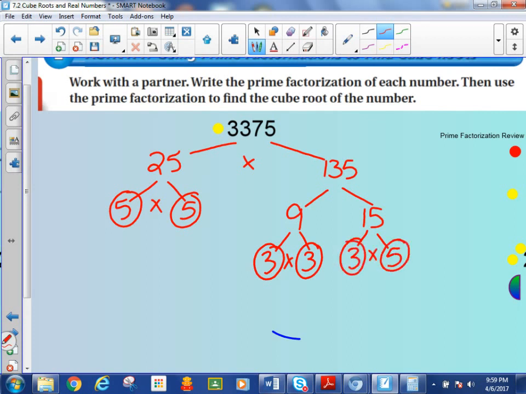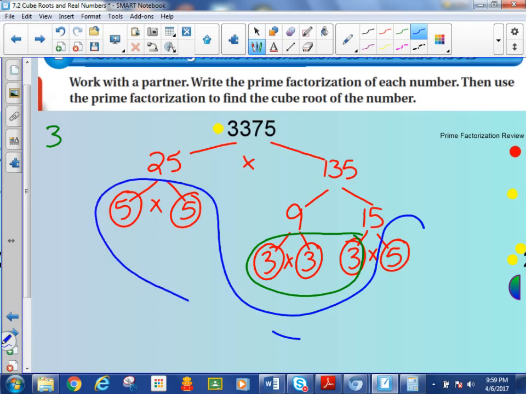All right, now I'm going to find my 3 of a kind. So let's see. Here's a set of 3s. So I get to write that down. I have a set of 3s. And it looks like I also have a set of 5s here. Doesn't matter that they're next to each other. So I'm going to say times 5. So 3 times 5 gives me 15.